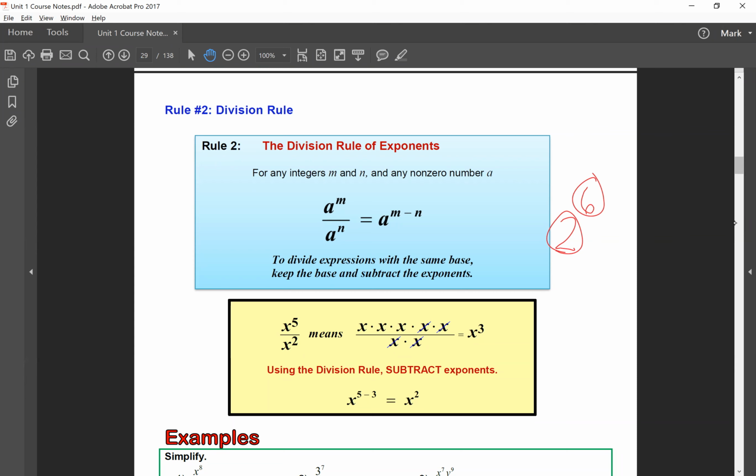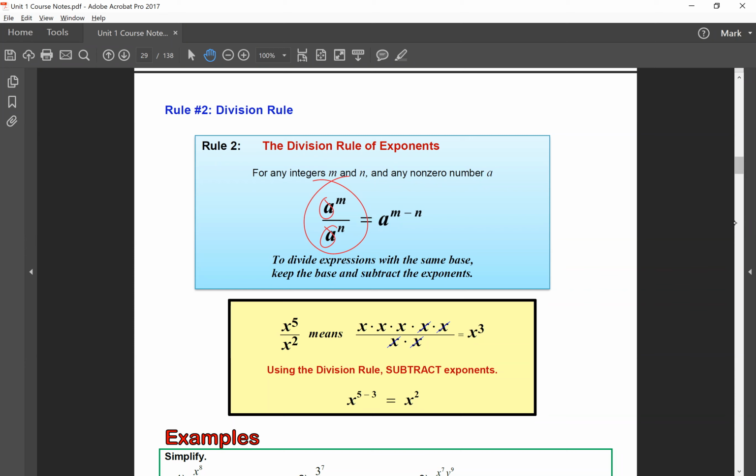Okay, so the rule is if I divide two numbers that have the same base, that's very important. The numbers must have the same base, exactly the same. It could be a variable like X, Y, Z, A, B, C, or it could be a numerical base like 2, 3, 4, 5, 6. It has to be the same. And if you divide those and the bases are the same, you can just subtract the exponents.